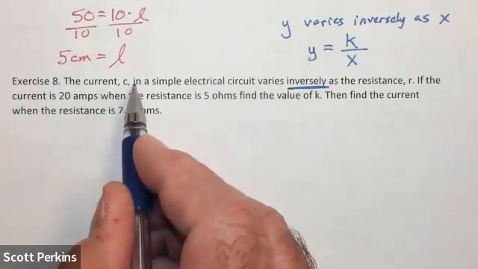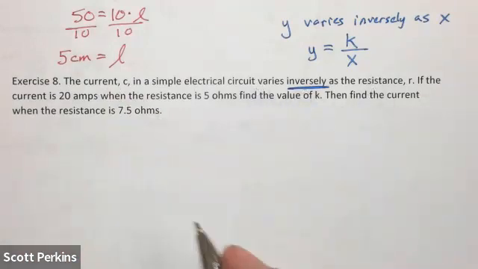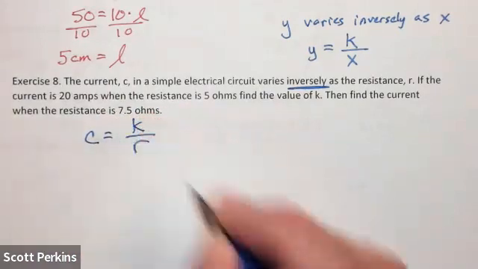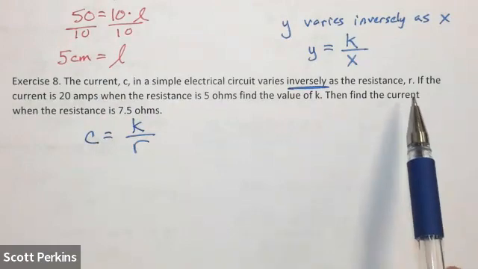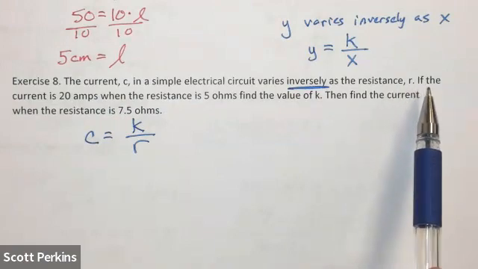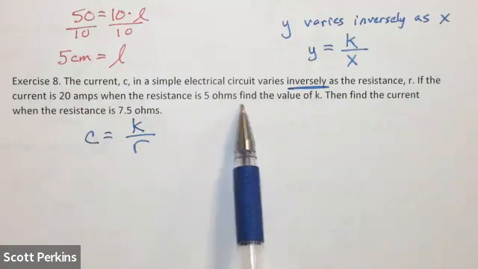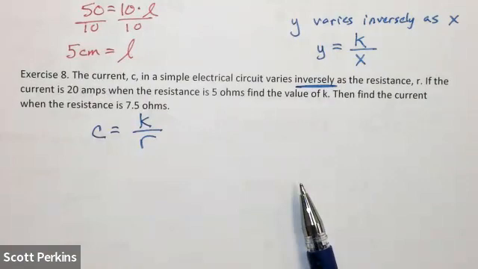Okay, so if the current C varies inversely as the resistance R, the equation I'm going to write is C is equal to K divided by R. If you wrote down R is equal to K divided by C, that will work out too. Okay, so keep going with it. So next thing I would like you to do is, you are given a known relationship to figure out the constant. So if the current is 20 amps when the resistance is 5 ohms, find the value of K. So go ahead and do the arithmetic on that.